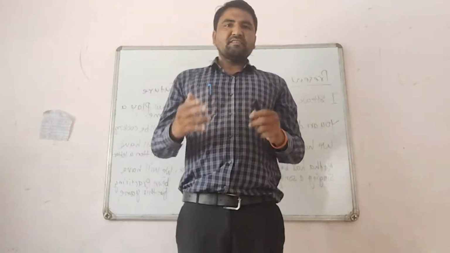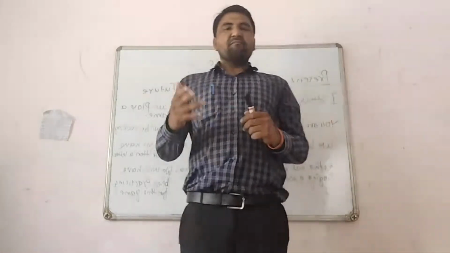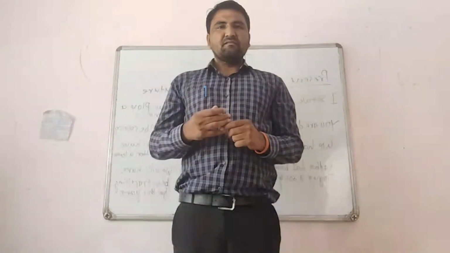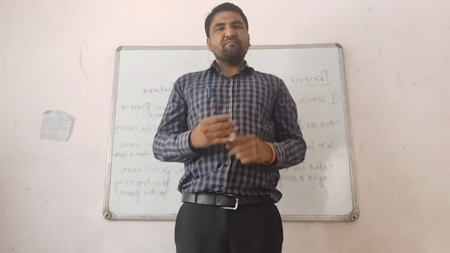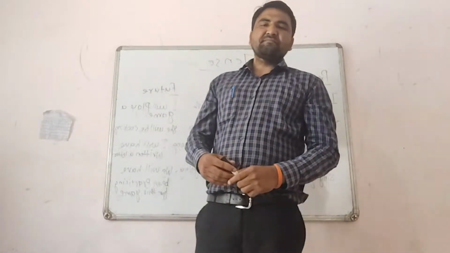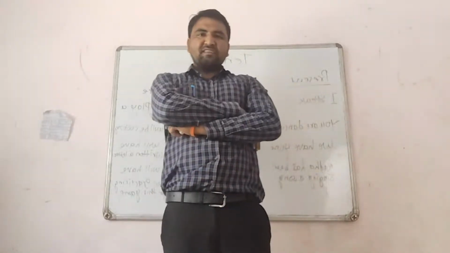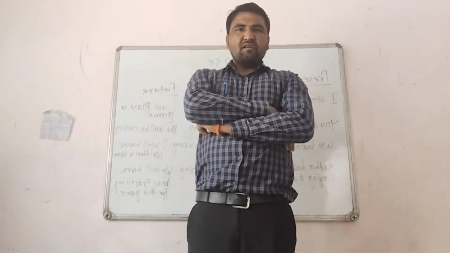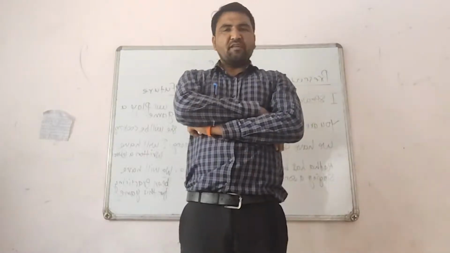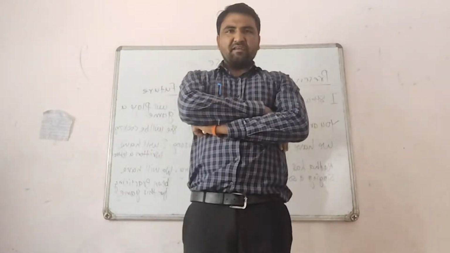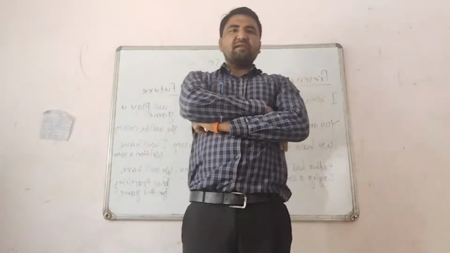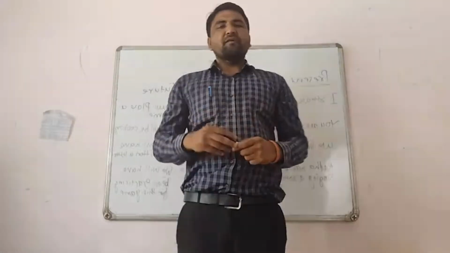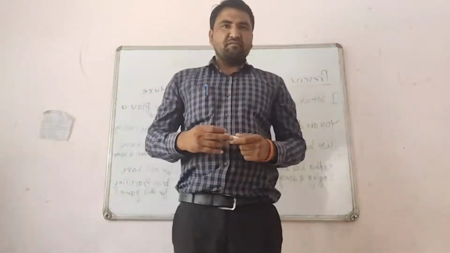So let us understand what the three main kinds of tense are. The first one is present tense, then past tense, and last future tense. Each tense is also divided into four types. As I told you earlier, tense can be divided into four types: simple, continuous, perfect, and perfect continuous.